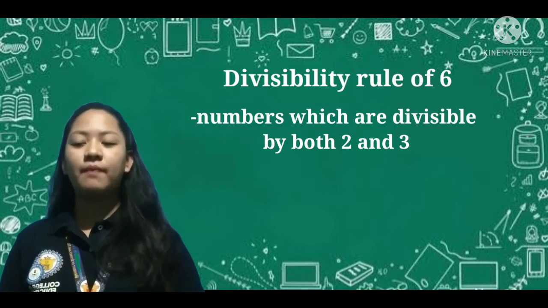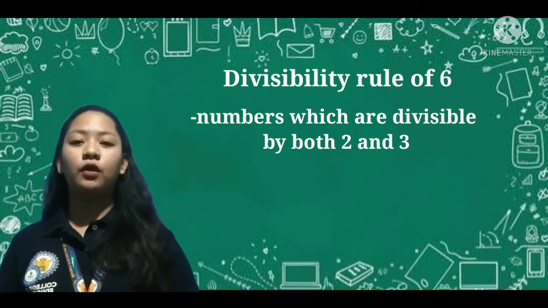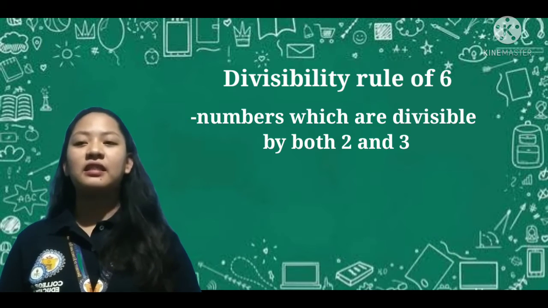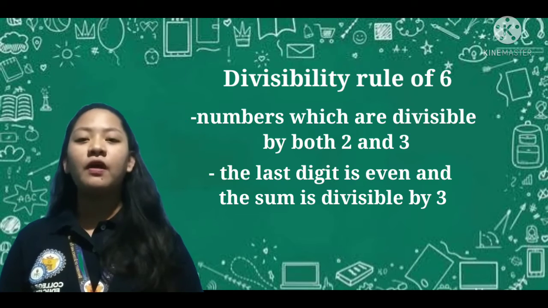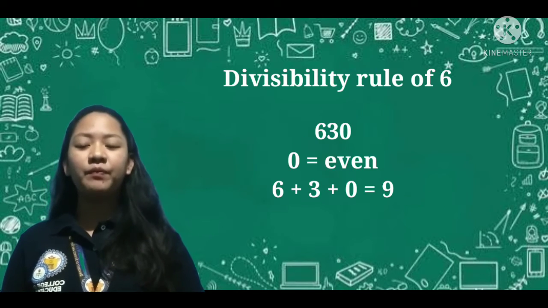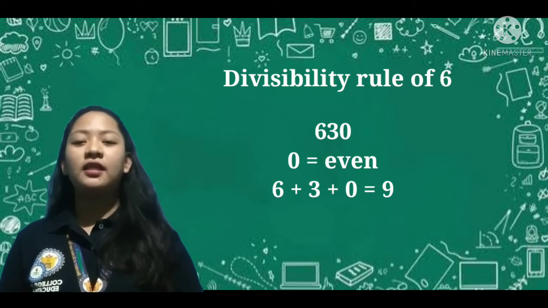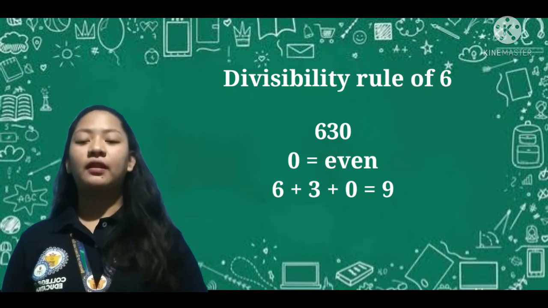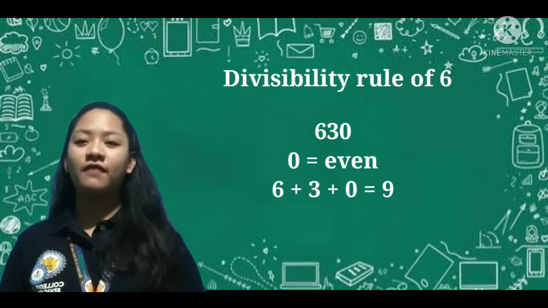Divisibility Rule of 6. Numbers which are divisible by 2 and 3 are divisible by 6. That means that the last digit is even and the sum of the digits of the given number is a multiple of 3. For example, 630, the last digit is 0, which is divisible by 2, and the sum of the digits is 9, which is divisible by 3. Therefore 630 is divisible by 6.